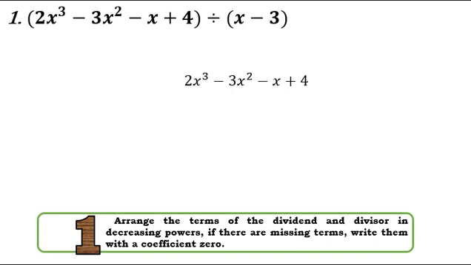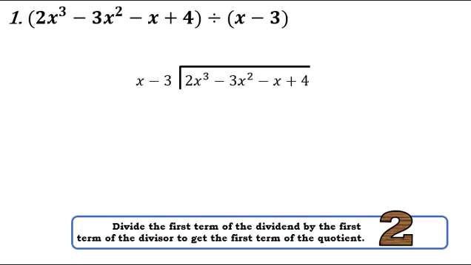Okay. Tingnan naman natin ang divisor. We have x minus 3. So kung mapapansin nyo, 3, 2, 1, and then constant. So wala tayong missing term. So wala tayong kailangang palitan ng 0. So dumako na tayo sa susunod na step.